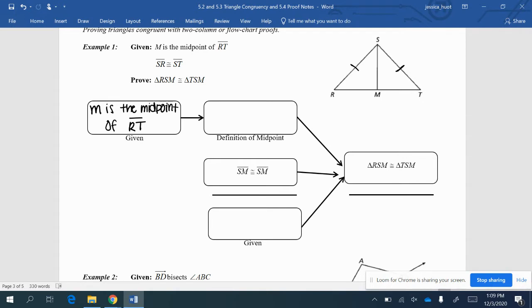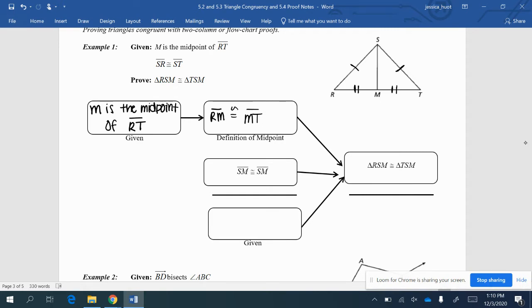The next box says definition of midpoint. So if you recall what a midpoint is, it is a point that cuts a segment exactly in half. So if this is the segment RT that we're talking about, this point M cuts that segment exactly in half. If it cuts the segment exactly in half, this side has to be congruent to this side. Notice how I went to using 2 dashes because 1 we already used. So then here I can say that segment RM is congruent to segment MT. And that's a definition of midpoint.